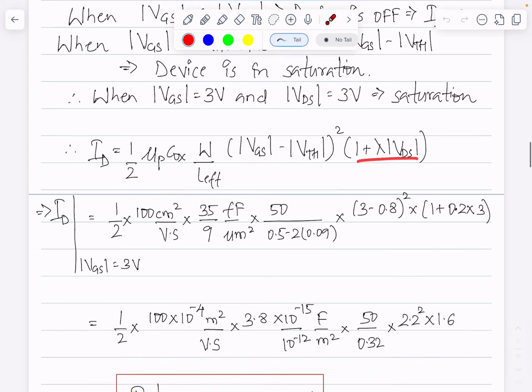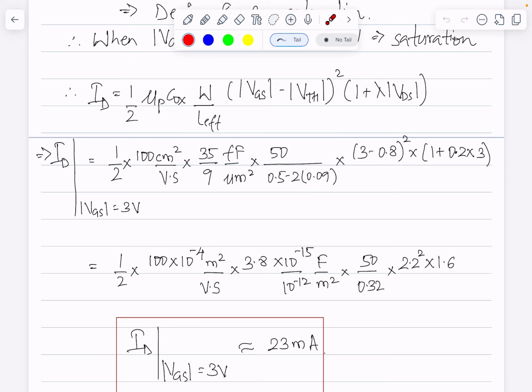Again, being mindful of the units here, mu P is 100 centimeter square per volt second, and the Cox is again 35 over 9, where 9 is the Tox for PFET, femtofarad per micrometer square. W over L effective. L effective is 0.5 minus 2 times LD, and LD for PFET is 0.09 micrometers. Then 3 minus 0.8 the whole square times 1 plus lambda, which is 0.2 for PFET, and VDS is 3 volts.